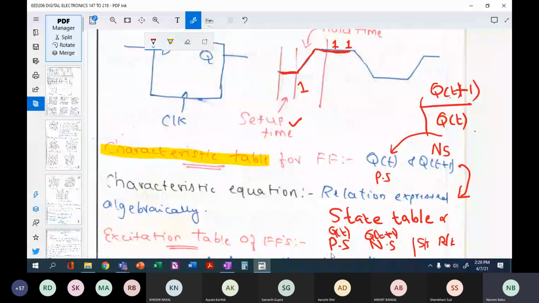Say for example, I must earn ₹1,00,000 per month. Then what should I do today? That's what it means, right? So the excitation table is also that only. We want a particular output. So what should be its input?